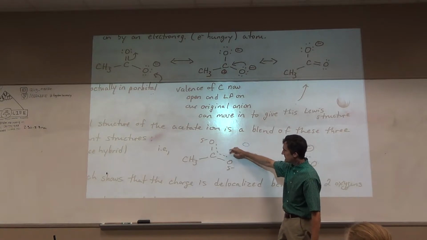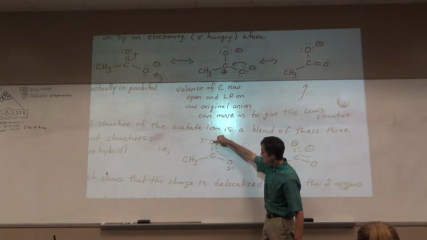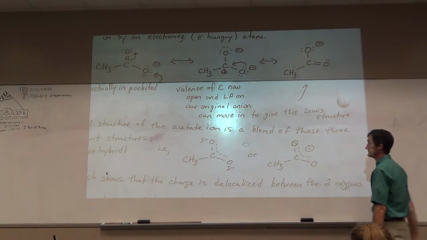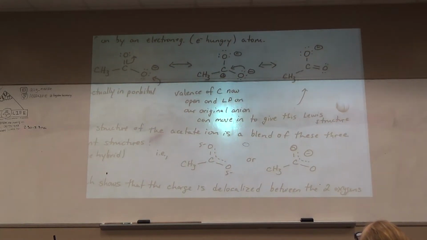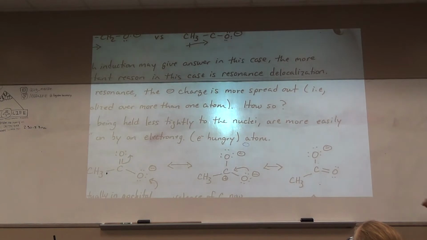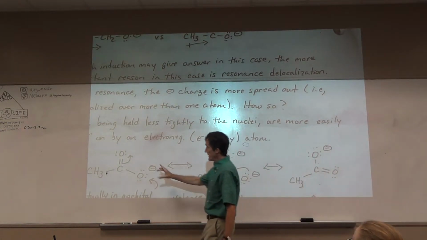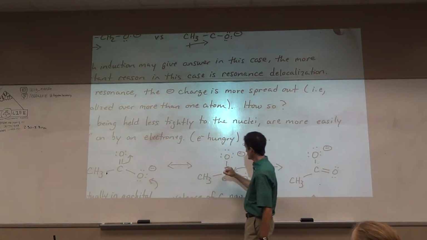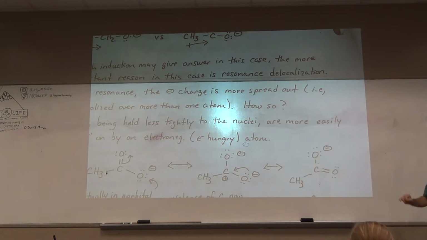And the true structure, how many bonds do you have between this C and this top O? 1.5. Okay, how do you know? Because you look at your hybrids. There's two bonds here, there's only one here and one here. So is it one or two? It's somewhere in between. The blend is somewhere in between. All right?